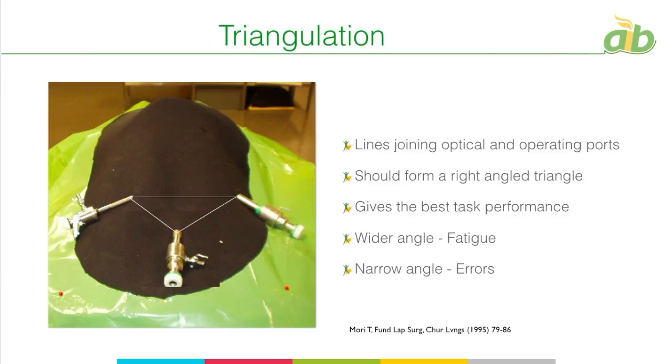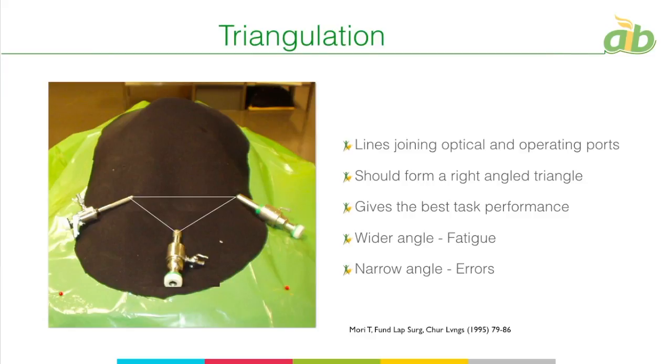So triangulation is important. It's a line joining the optical and the operating ports. But the optimal performance is achieved when this triangle is a right angle triangle at the optical port. That means a 90-degree angulation at the optical port going towards both the dominant as well as the non-dominant hand operating ports, which gives the best task for any procedure.